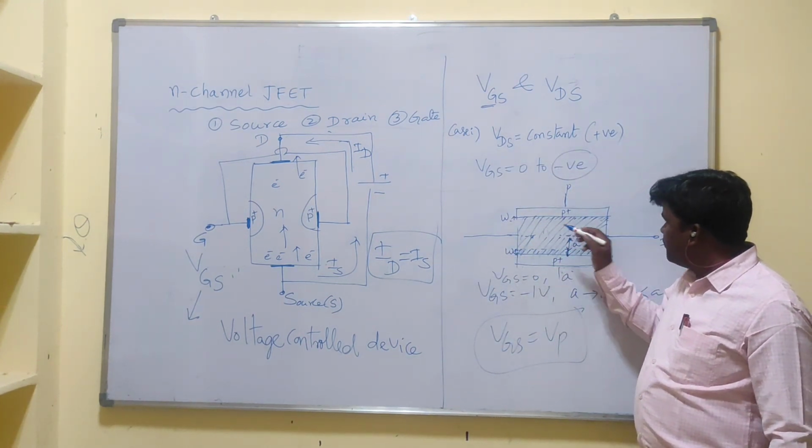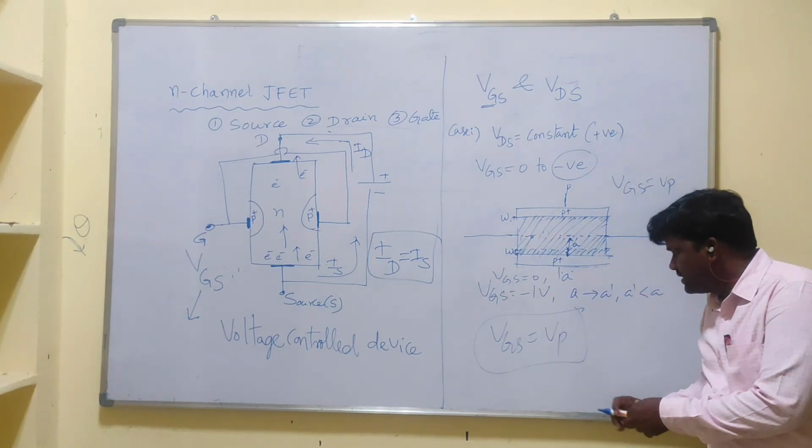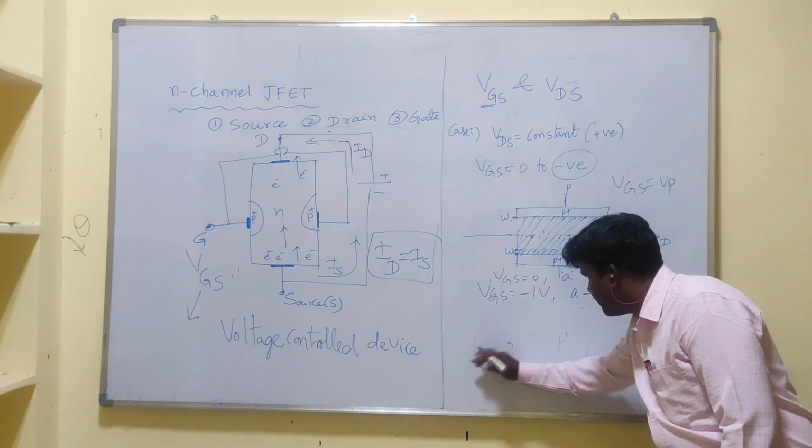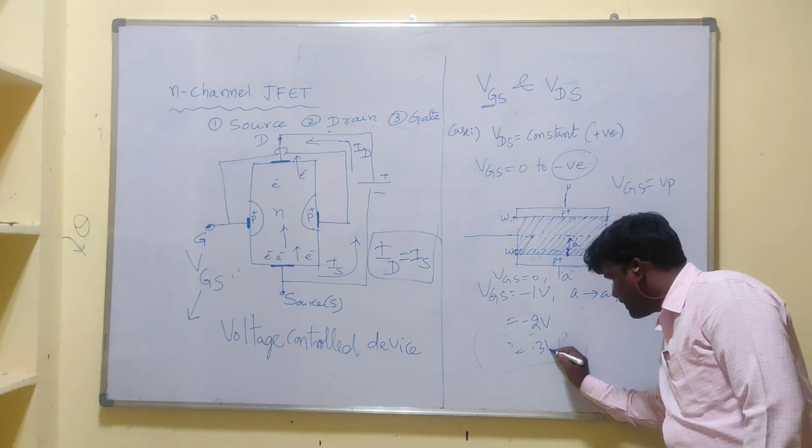That means if VGS equals VP, in that case what? We are increasing this VGS from 0 to a negative value, 0 to minus 1 volt, and next to minus 2 volts. In that case, conduction decreases. At minus 3 volts, conduction decreases.